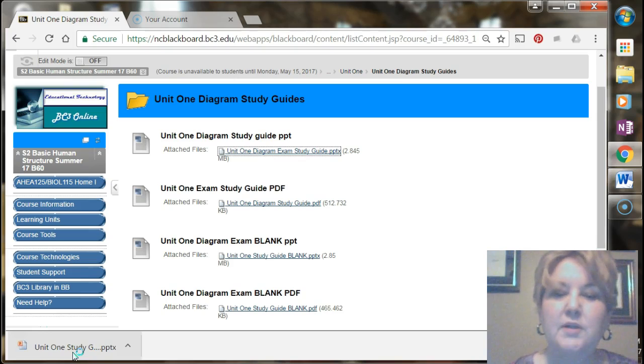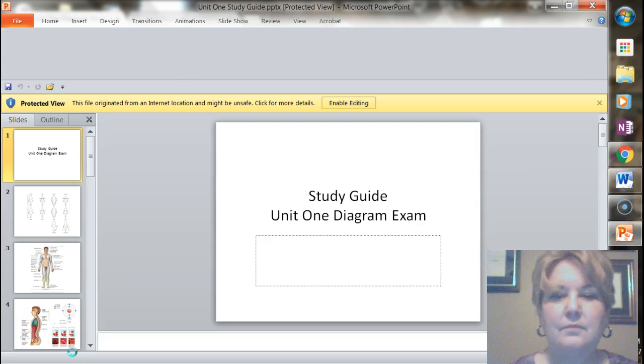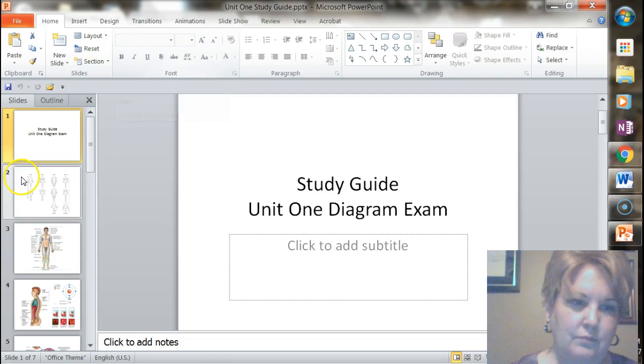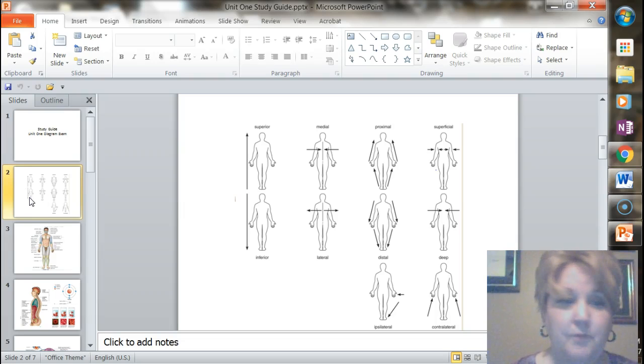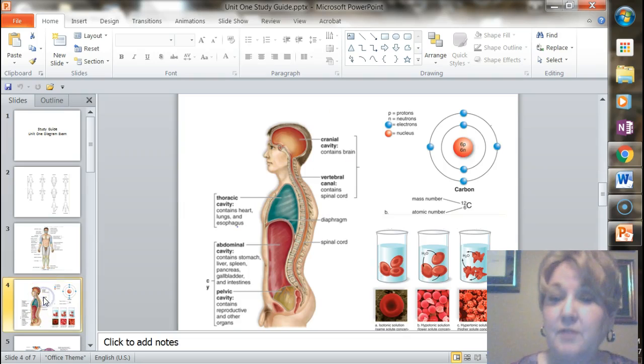I've opened the PowerPoint. Okay, so the study guide gives you the answers. These will be very familiar images because they're all from your textbook. This one tells you directional terms. Here we have regions of the body. There are a lot of them, and yes, you do have to know all of them. I will choose some of them for the diagram exam. Here we have another one, so you need to know the different cavities of the body.